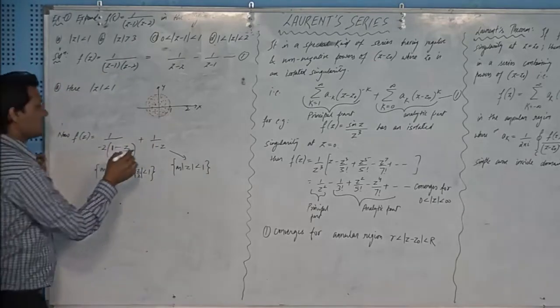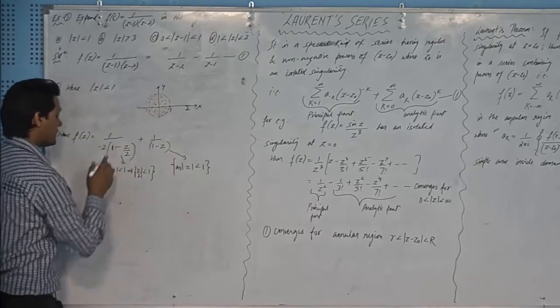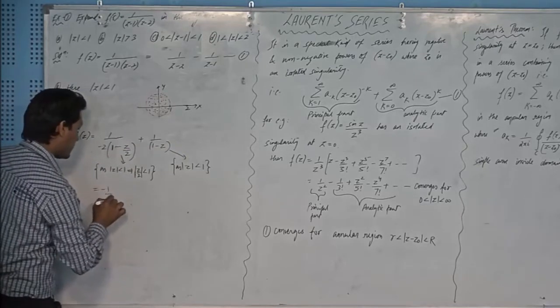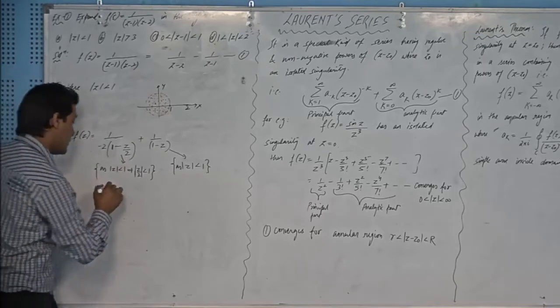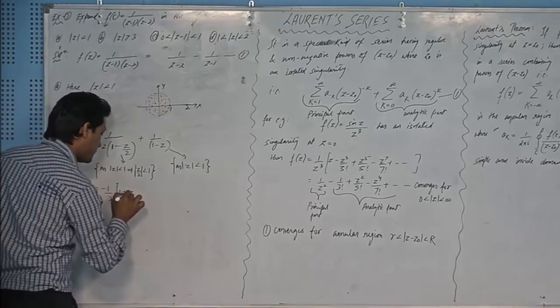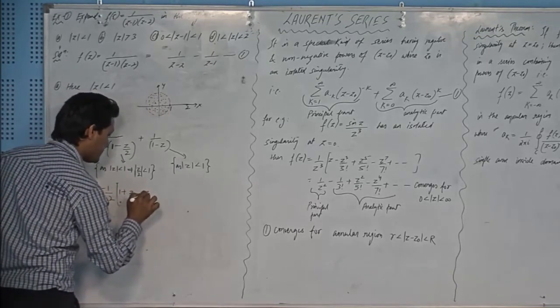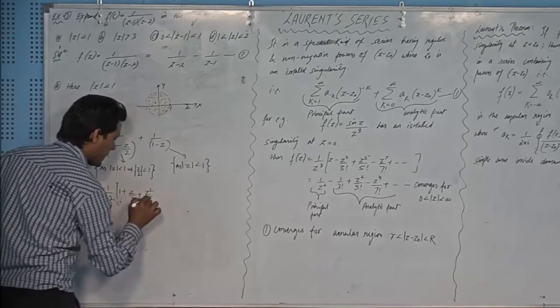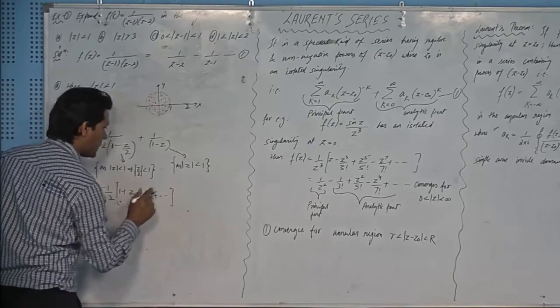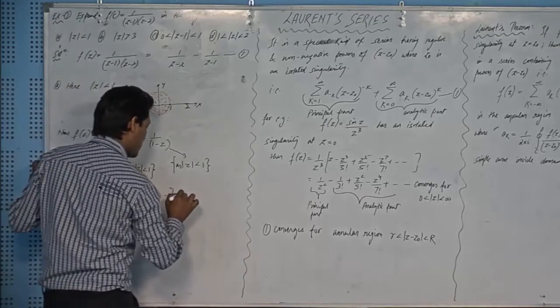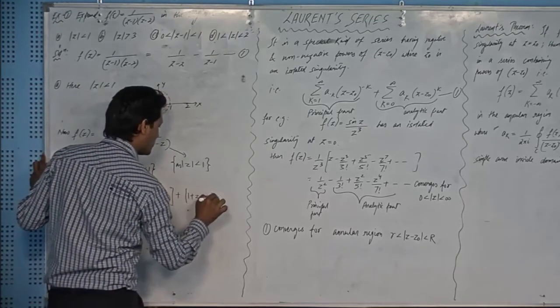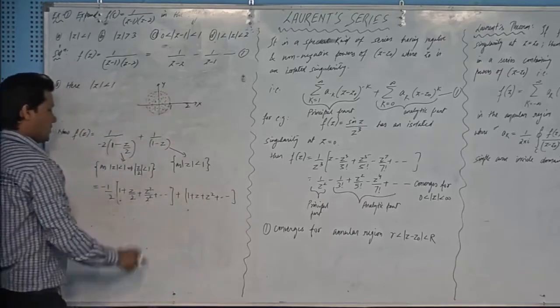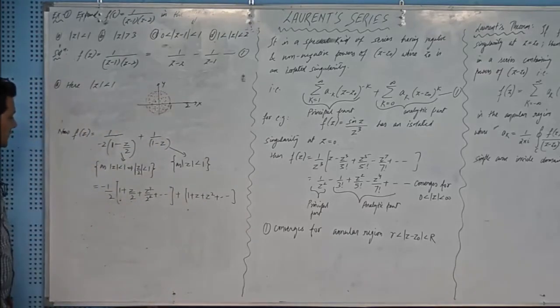Now I can expand these two. I will take this factor in the numerator, and then I will apply the formula of 1 minus alpha to the power minus 1. Then it will become 1 plus alpha square, right? And so on. And for this, 1 plus z square and so on. So this is the answer, right?